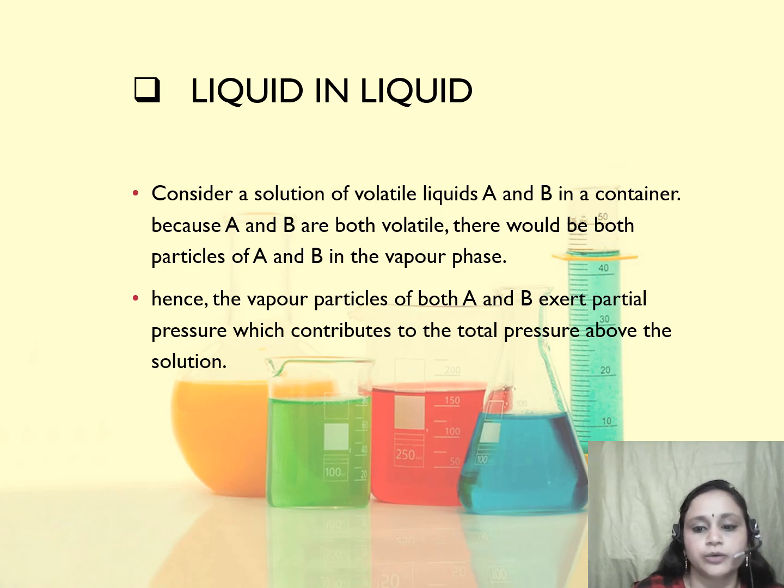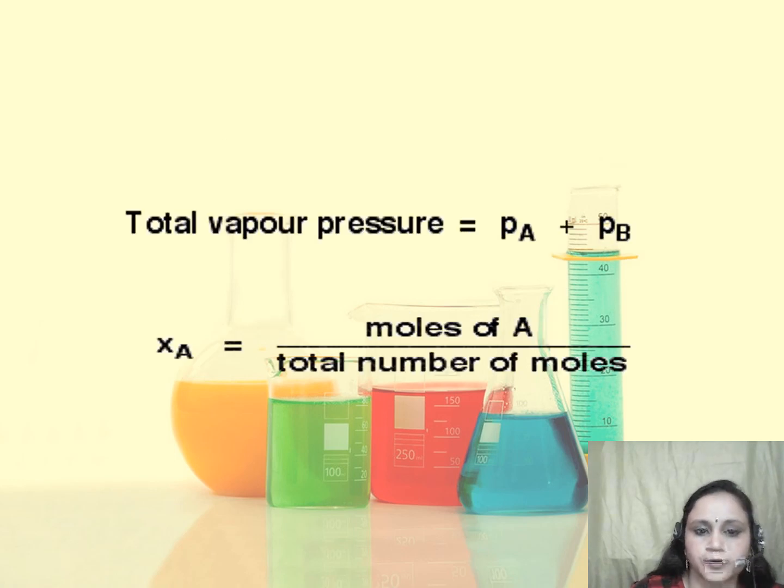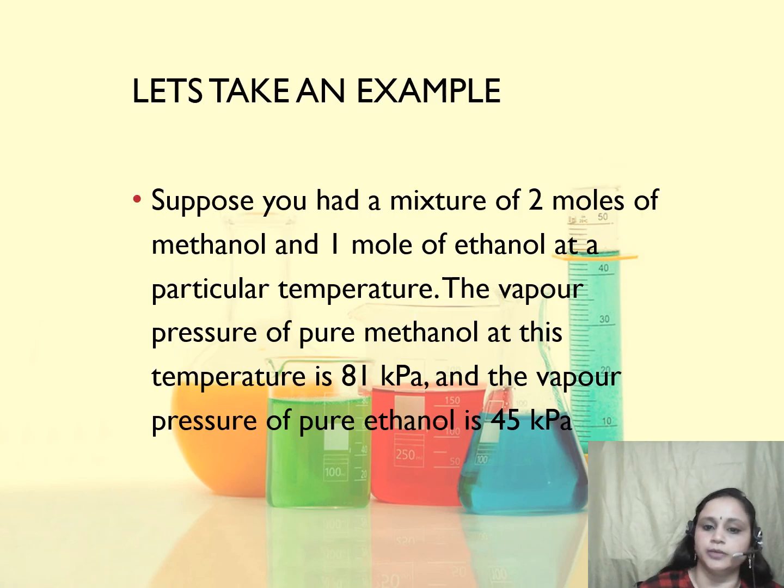In order to calculate the pressure of such solutions, we will have to take both the components into consideration. Hence, our equation would read PA is equal to xi A into PA naught, PB is equal to xi B into PB naught, and the total vapor pressure comes out to be PA plus PB. Hence, xi A comes out to be moles of A divided by the total number of moles.